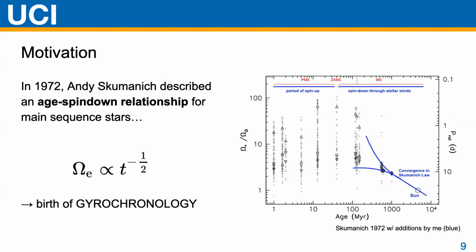The beginning of this kind of all started in 1972. There was a paper by Skumanich et al., which described an age spin-down relationship for main sequence stars, mostly solar-like, FGK. And basically it showed that young stars have a wide distribution of rotation period. But as they evolve onto the main sequence, they converge into this really nice spin-down law. And so the thought was, if you can measure the rotation periods of a bunch of stars, you can date them using their rotation.